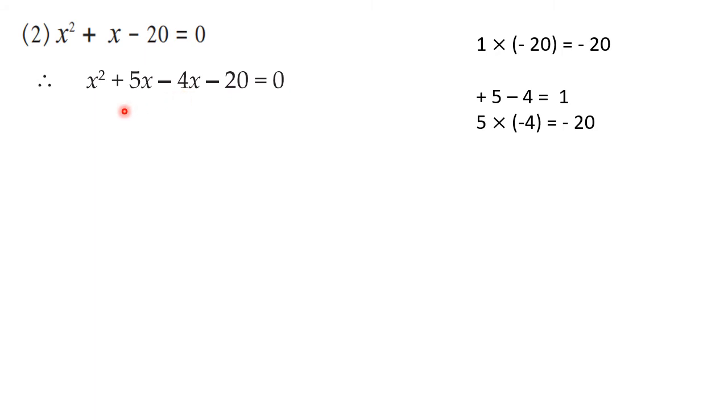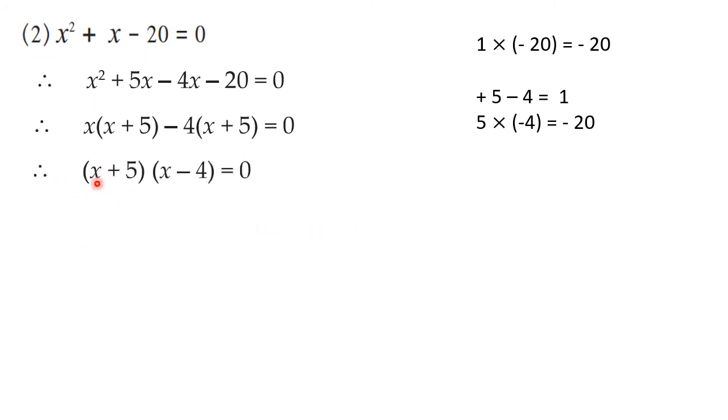So in the next step, we can write it like this. Since x is common, inside the bracket we are going to get x plus 5. And here minus 4 is common, and in the second bracket obviously we are going to get x plus 5, because you know that both the brackets are the same. Then afterwards we can write down the two brackets separately. So the next step is x plus 5 in the first bracket and x minus 4 in the second bracket, and equal to 0.